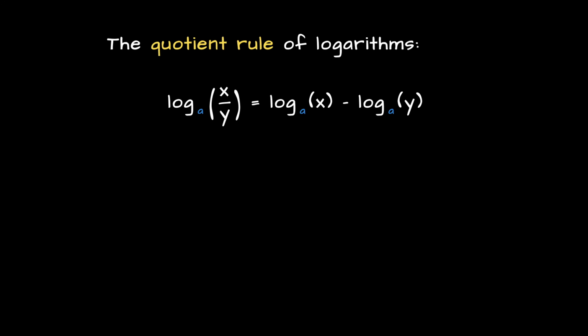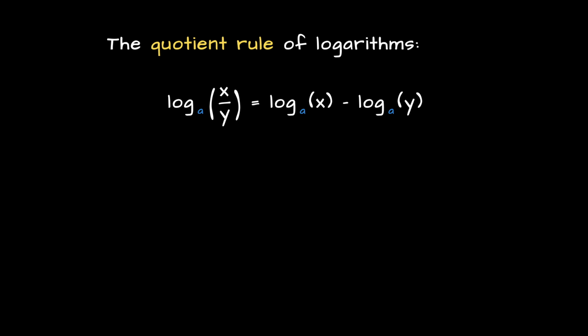Finally, let's have a look at the natural counterpart of the quotient rule for exponents. It is, of course, the quotient rule of logarithms. And it states that the logarithm of a quotient, the logarithm of x divided by y, can be rewritten as a difference of logarithms, as the logarithm of x minus the logarithm of y. Now, this time, instead of doing an example, let's think about why the quotient rule is actually true, because it turns out that it can be easily derived using the power and product rules.